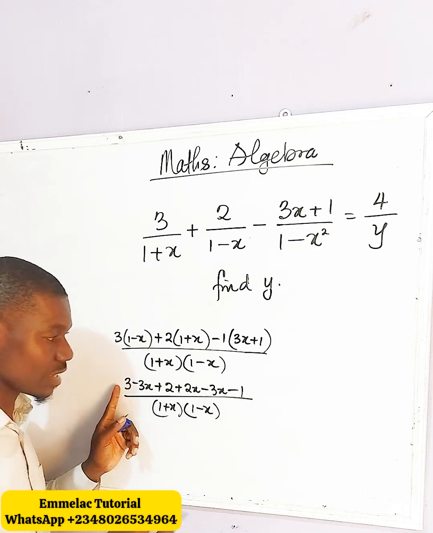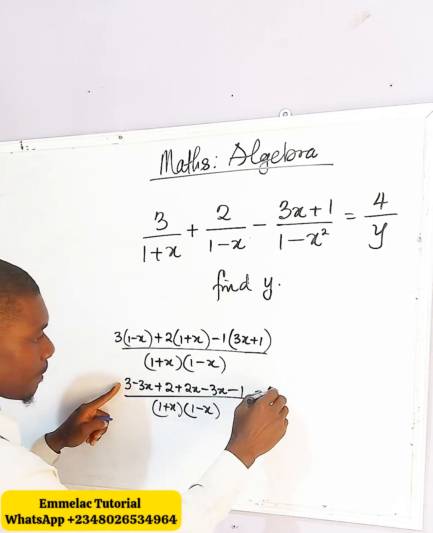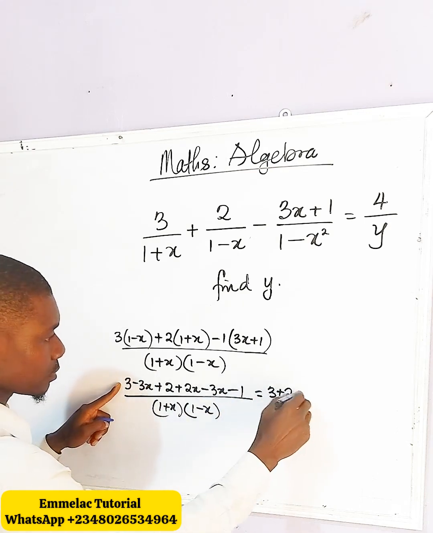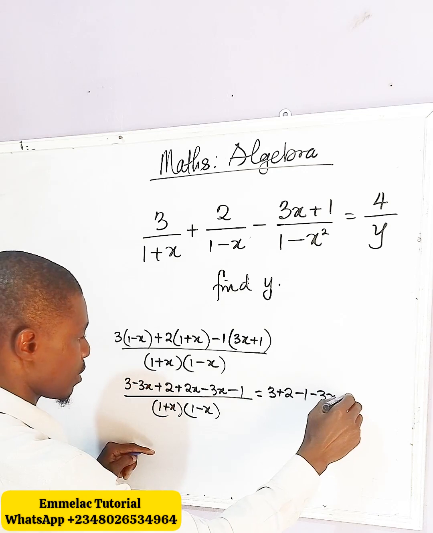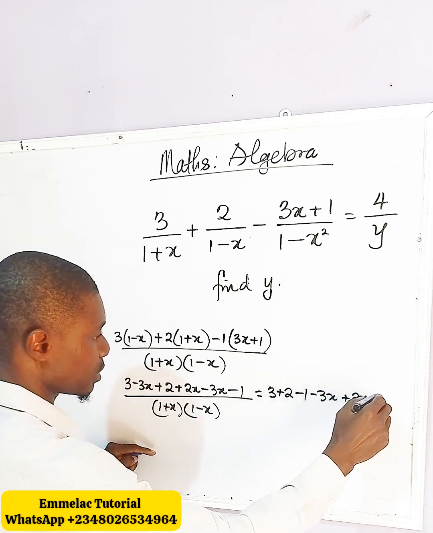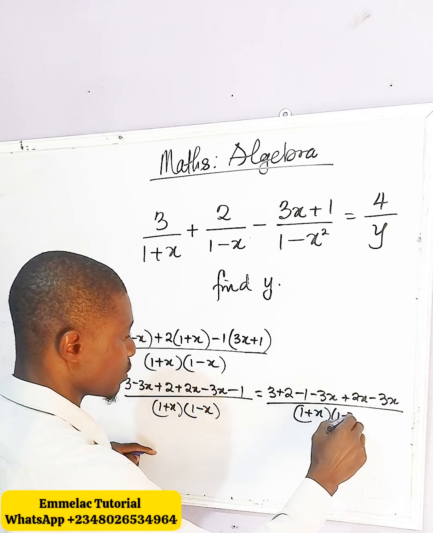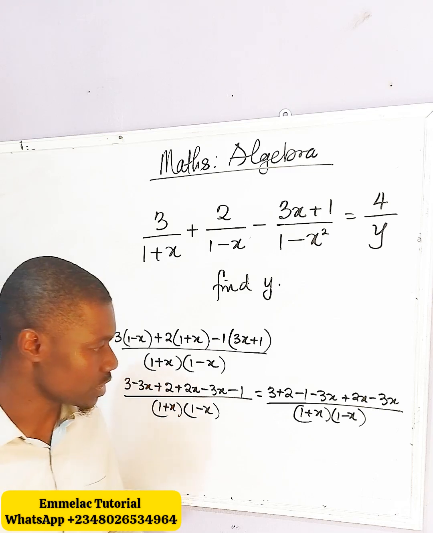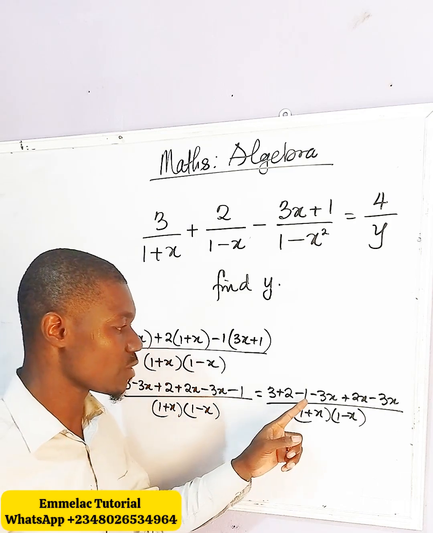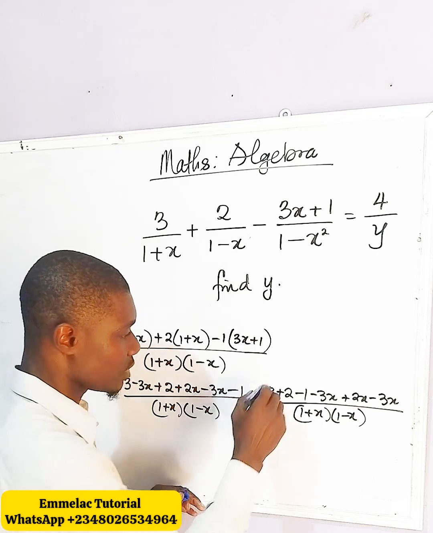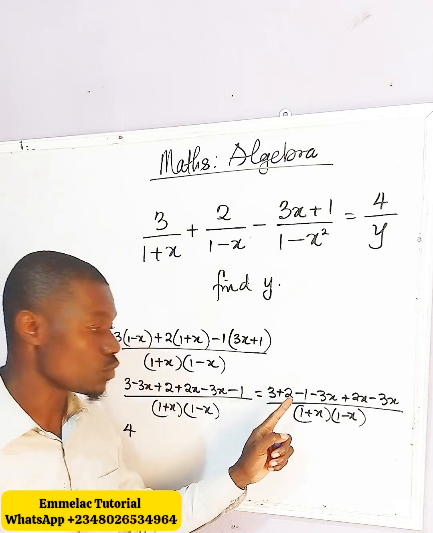So let us collect like terms. Here we have 3, then plus 2, then minus 1, then we have negative 3x, then plus 2x, minus 3x, then everything all over 1 plus x into 1 minus x. With this, 3 plus 2 is 5, then 5 minus 1 will be 4. So 3 plus 2 minus 1 gives us 4.